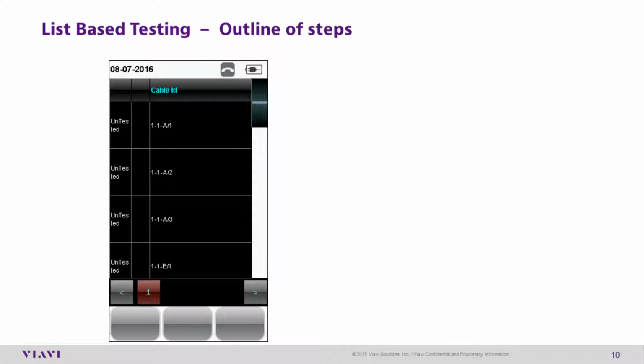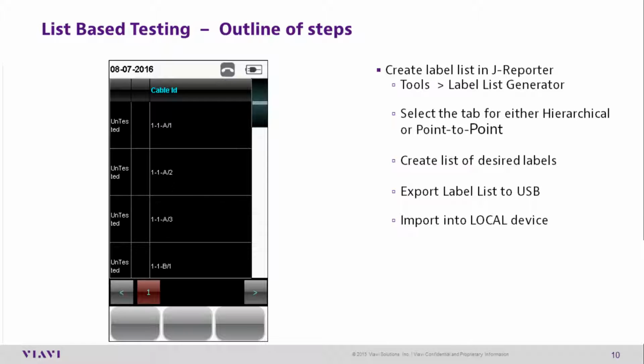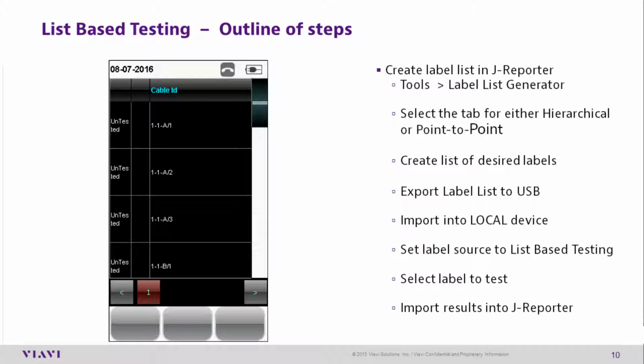List-based testing. Create a label list with JReporter. Go to Tools, Label List Generator. Select the tab for either hierarchical or point-to-point. Create a list of desired labels. Export the label list to USB. Import into the local device. Set label source to list-based testing. Select labels to test. Import the results into JReporter.